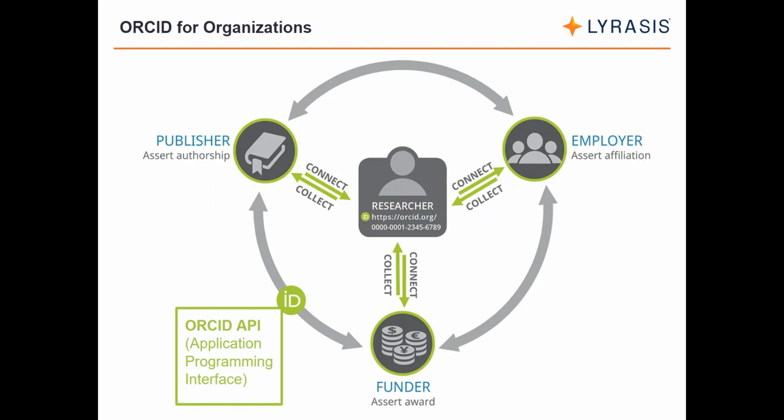The graphic you're seeing here depicts a researcher in the center with their ORCID ID and their ORCID record, and then the different organizations that researcher is affiliated with. In this example, you're seeing a publisher, an employer, and a funder, all of which are connecting directly to the researcher's ORCID record using the ORCID API. Through that, they're also able to connect with each other. So there's an element of data flow between stakeholders and between systems. You can think of ORCID as a central hub of connectivity and sharing researcher and research information.